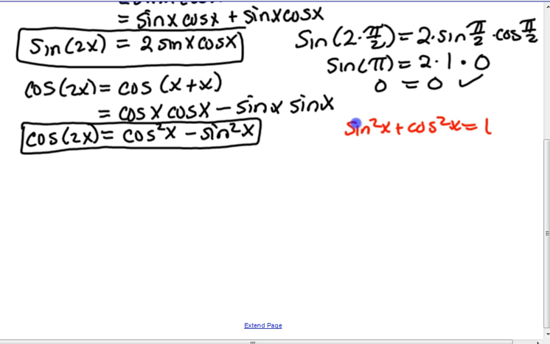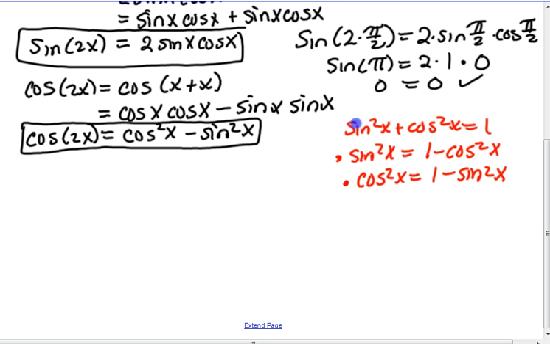By rearranging this, I could say that sine squared x equals 1 minus cosine squared x. And I also could rearrange the first one to say cosine squared x is 1 minus sine squared x. So I'm going to substitute first one of these and then the other into this function to rewrite the function in terms of only sine or only cosine. So first I'll start with the first one.